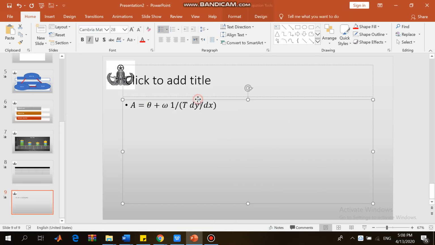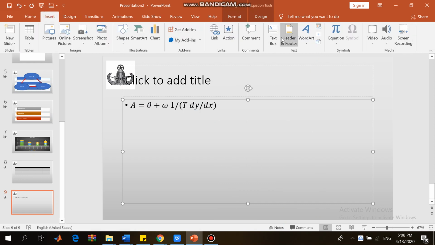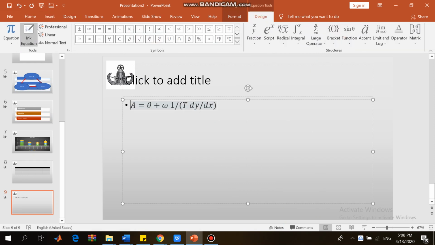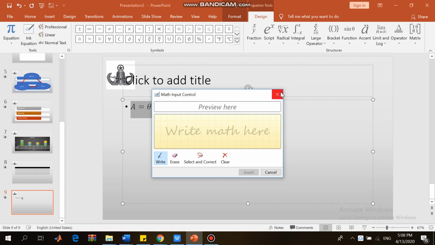We have different options available here in the equations. We can convert the equation into a linear equation or into a professional one. We can write our own equation here.